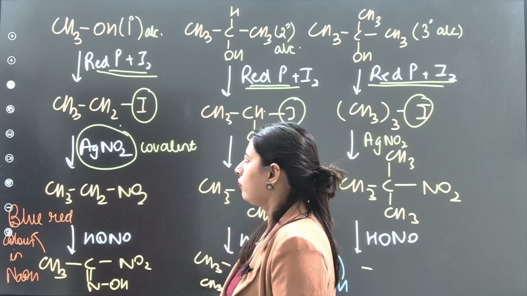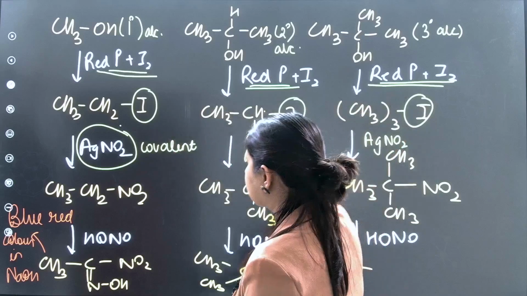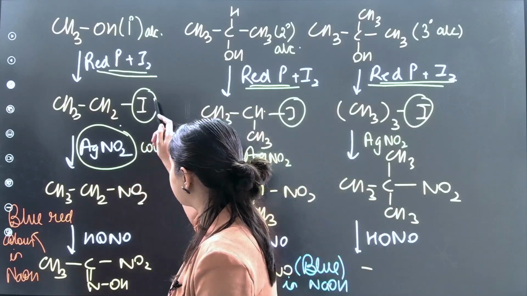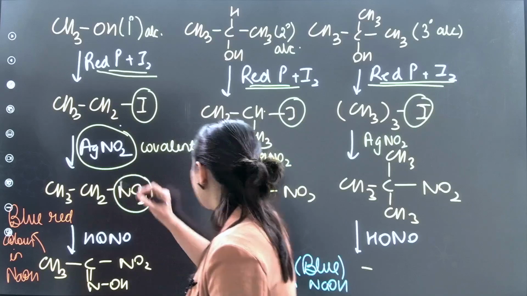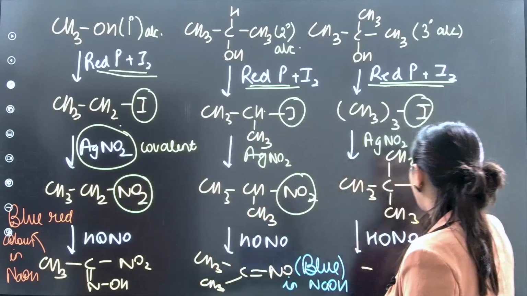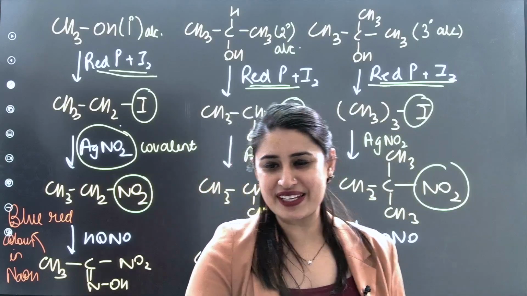Now, we understood there's a substitution which has happened. NO2, we know that this is a good leaving group. This leaves, NO2 minus comes. So nitro has come at the place of iodine in all of them. Now something interesting begins. What is the interesting thing that begins?